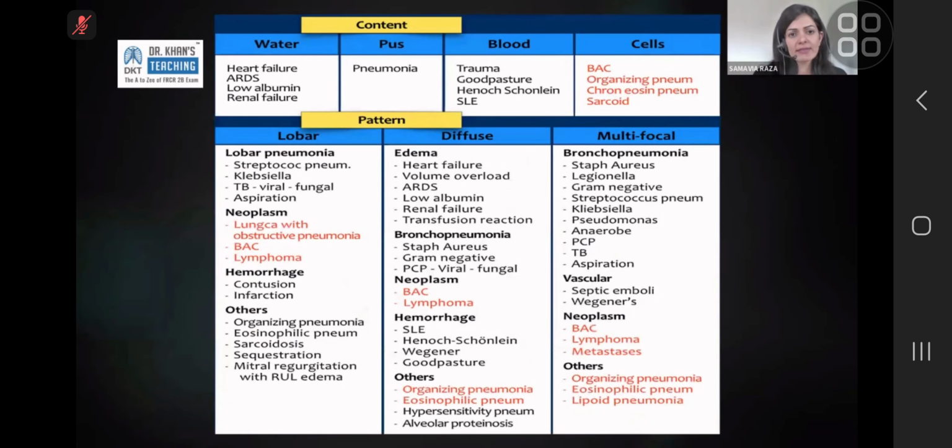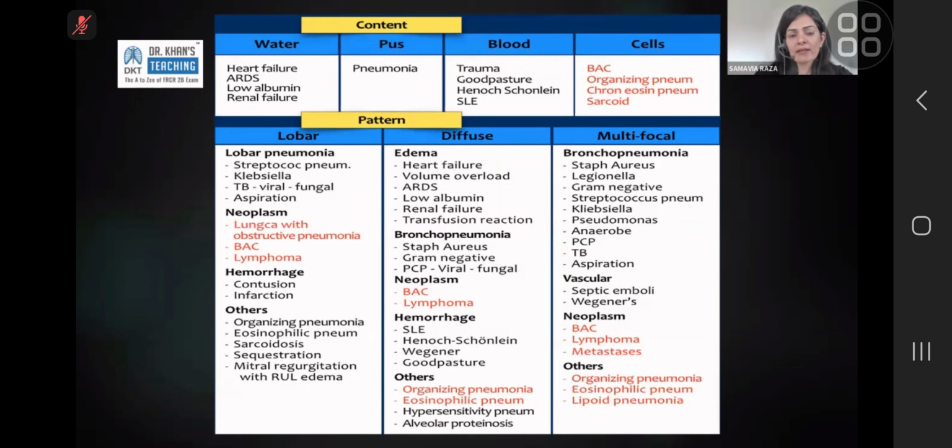So coming to this slide is just to give you an idea of what kind of variation you can have. All of these pathologies on this slide can give you consolidation. Consolidation means filling up of the air spaces. When it fills up with water, it's heart failure, it's ARDS, it's low protein, it's renal failure. When it fills up with pus and inflammatory cells, it's pneumonia. When it fills up with blood, it can be trauma, it can be vasculitis.